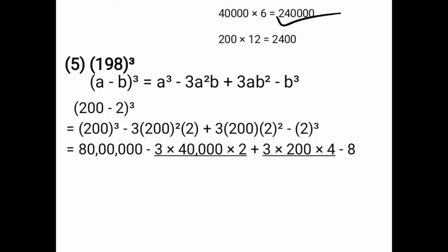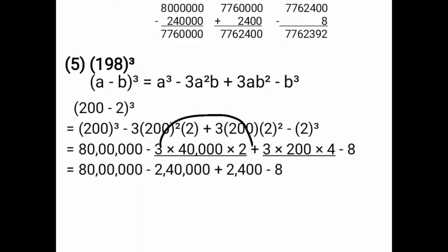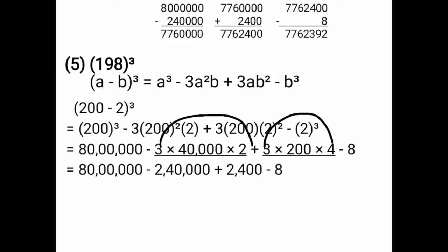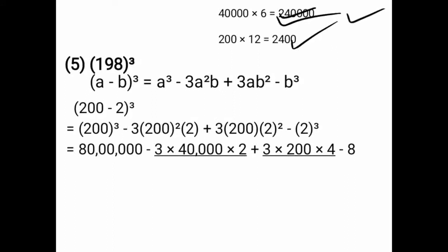I am getting 2,40,000. Then multiply 3ab square now. 3 into 4, 3 fours are 12. Multiply 200 into 12. I am getting 2,400. So for minus 3a square b plus 3ab square, I got this answer. This is minus 3a square b and this is plus 3ab square answer.